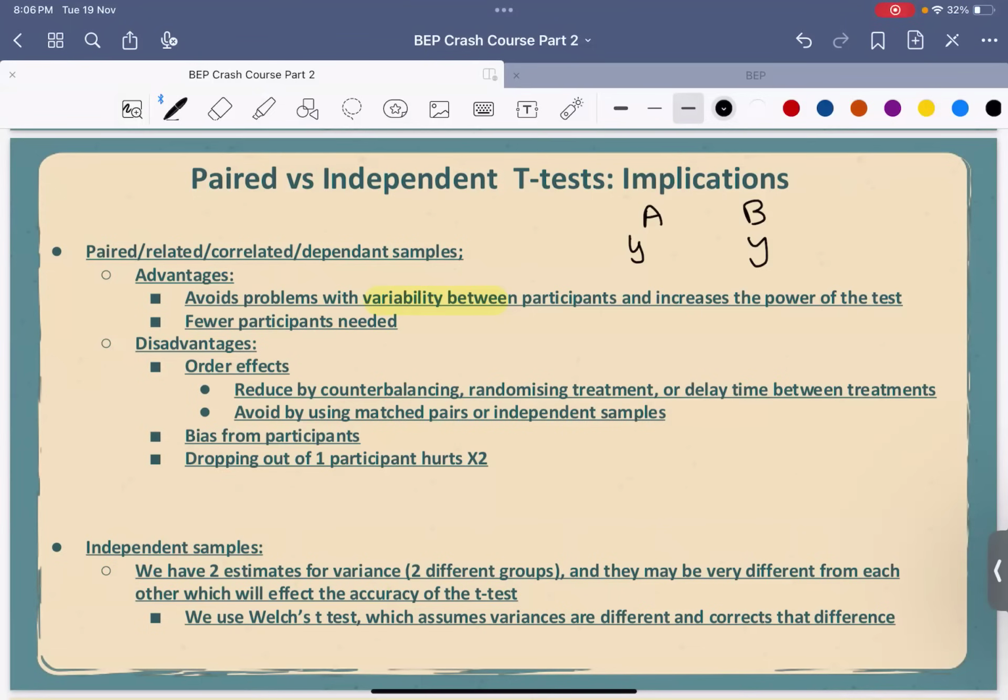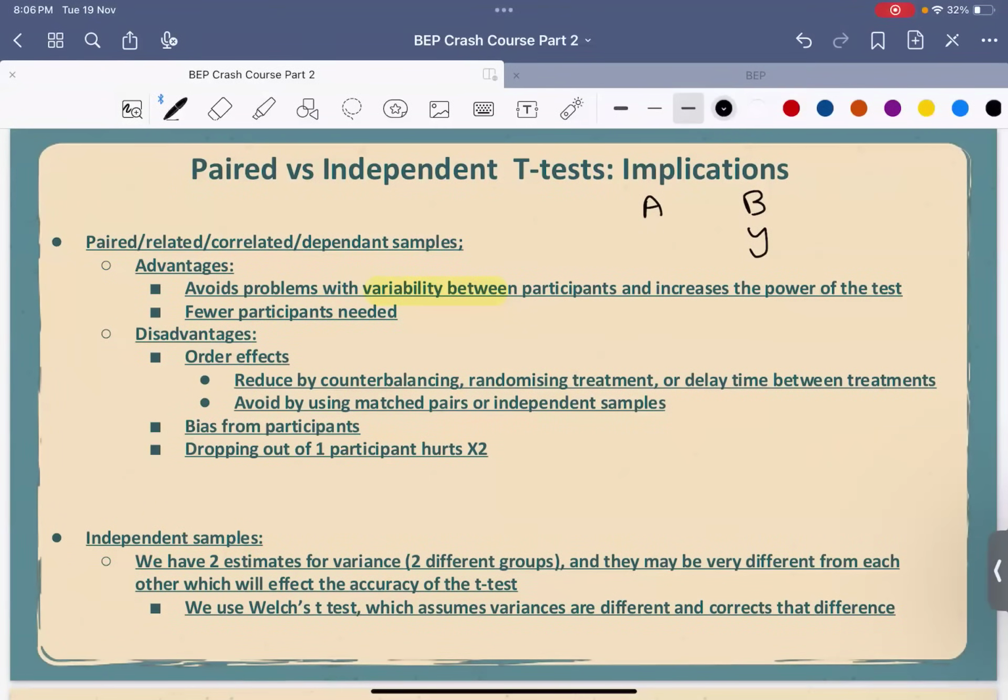So if we're using the exact same patients, then there's no variability between the two different groups. Person A here is the same as person B, basically, because we're giving the treatment to the same people. Okay, so theoretically we're eliminating confounding or variability between the two. Except in matched pairs, obviously there's going to be a little bit of variability, but there's still way less than independent. Okay, so it avoids the problem of variability between the participants, and this increases the power of the test.